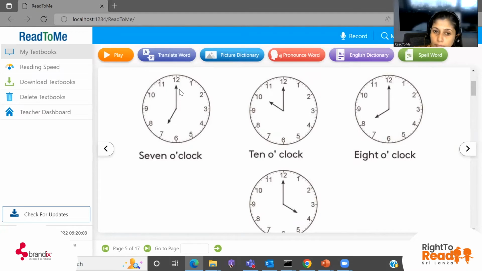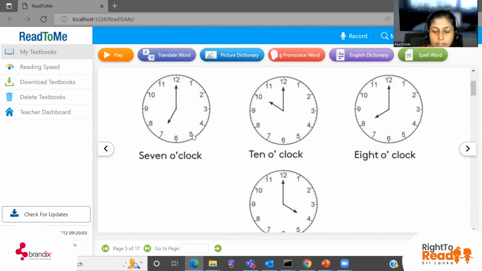Now, children, when the short hand is on any number and the long hand is on number 12, we have to say o'clock. By looking at the short hand, we can change the numbers. If it is on number 7, we say 7 o'clock. O'clock comes when the long hand is on number 12. If the short hand is on number 5, how do we say? If the short hand is on number 5 and the long hand is on number 12, we have to say 5 o'clock.